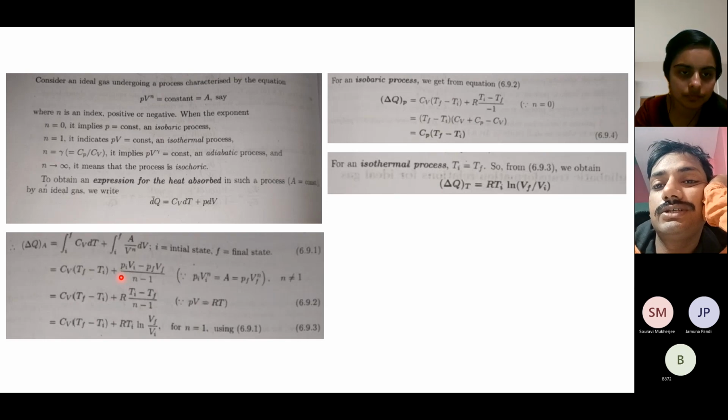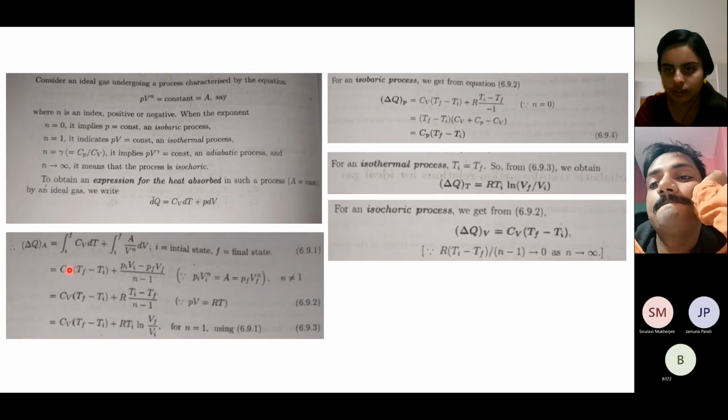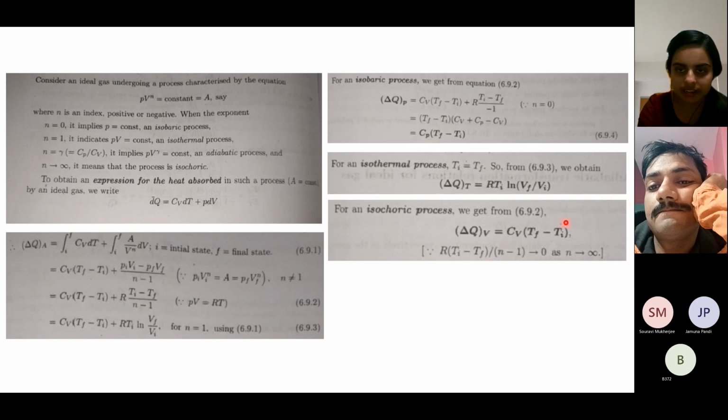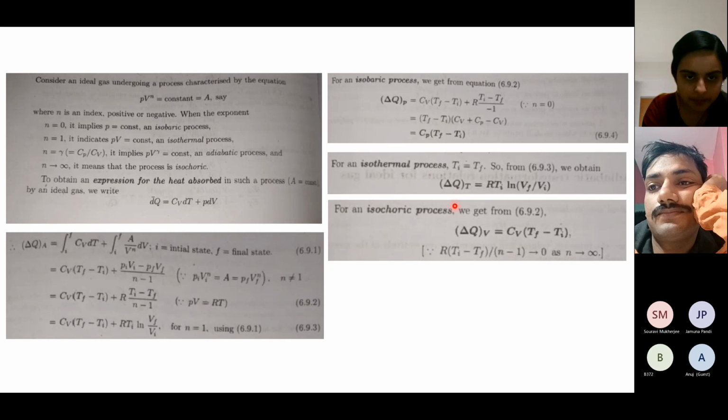N goes to infinity. So if n goes to infinity, what happens to this term? This term will go to zero. So the expression is only this one, right? This is what is given here. So here this goes to infinity, which means this term goes to zero. And this is the expression for the heat absorbed in an isochoric process.